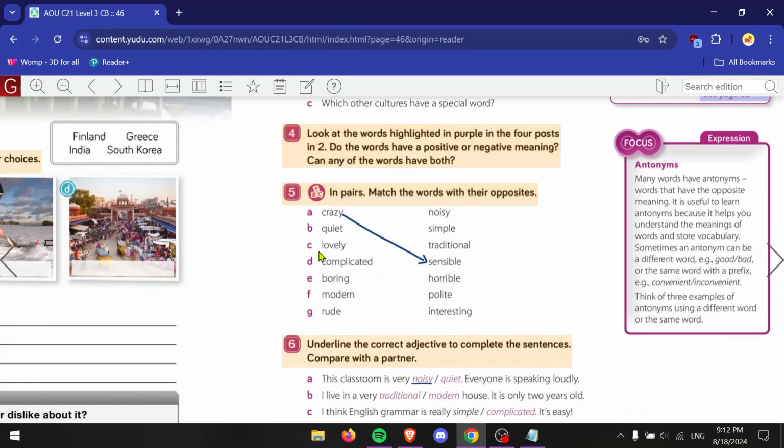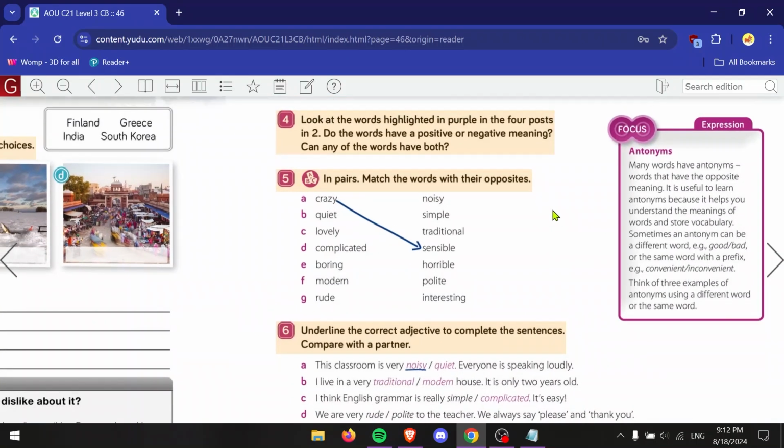Before we move on to exercise 5, I'd like to take a look at the focus box here. We have something called antonyms. Antonyms are basically words that have the opposite meaning to another word. For example, if I say happy and you say sad, then that's the exact opposite. That is basically an antonym.